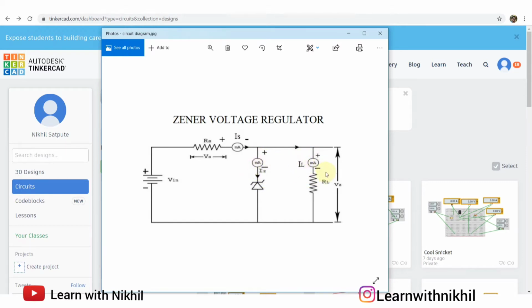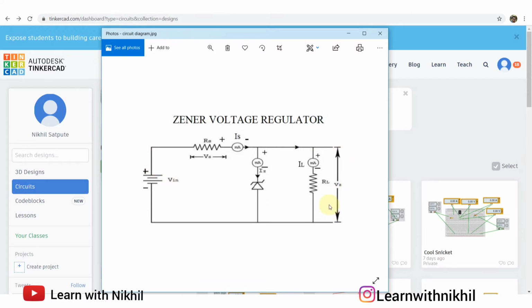Next you have the output. Output current is denoted by IL and the output resistance is denoted by RL. L is denoted as load. So this is load resistance, this is load current. And finally the output which we get, that is the Zener voltage output, or it is denoted as VZ, or somewhere it will be denoted as V out. So this is the whole circuit setup.